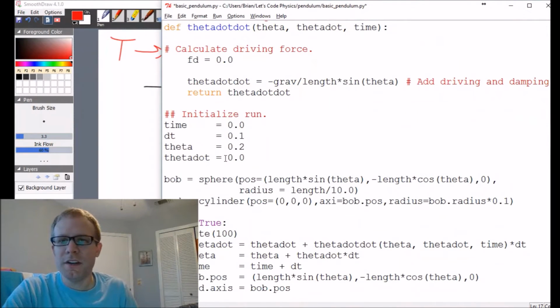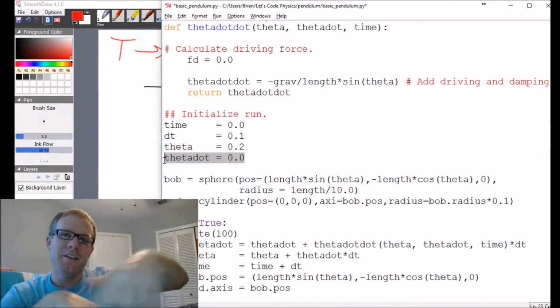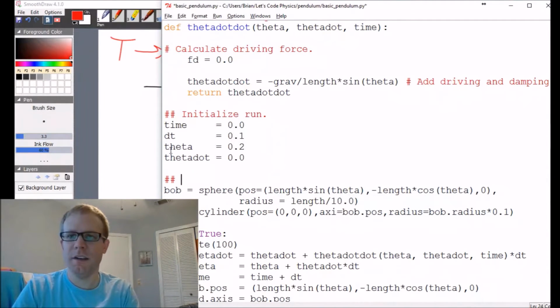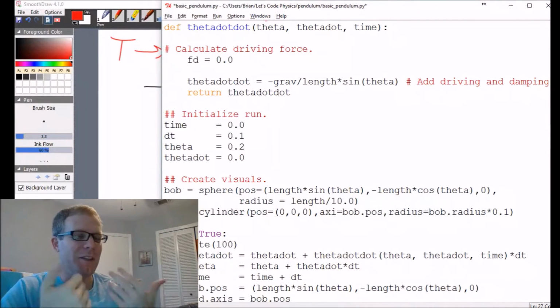So here we've got our initial conditions. I'm not giving a very large amplitude at the beginning. We're just looking at a theta of 0.2 radians, which is not very many degrees, and we're giving an initial speed of 0. So you're raising it up a little bit and then releasing it. Then here we've got the visuals created. Actually, let's put in a note: create visuals. And as always, make sure you give your visuals a name so that you can modify them later. You only want to not give them a name if you're not going to modify or destroy them later.